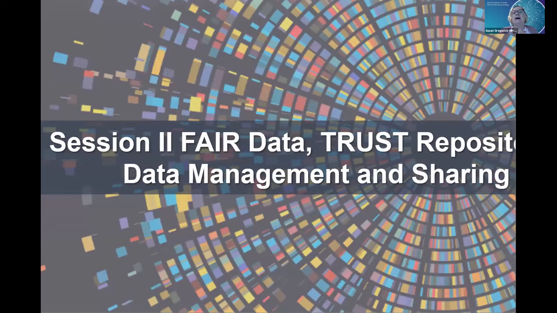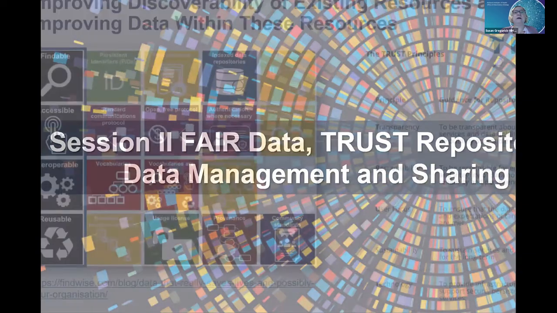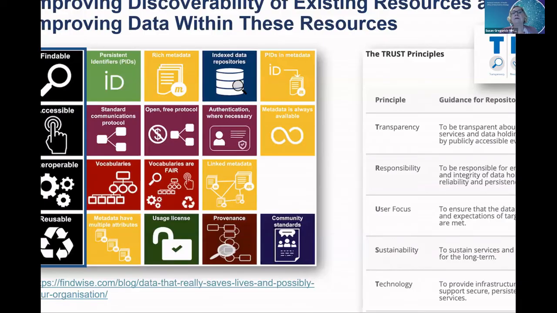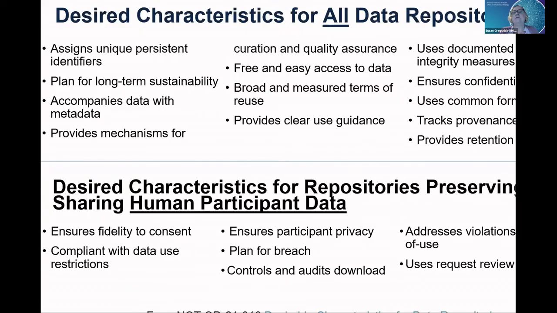You're going to hear from my colleague Ishwar Chandraramaswamy about our FAIR data and trust repositories, ways in which we can instantiate the FAIR principles, and also the trust principles: transparency, responsibility, user focus, sustainability, and technology. You'll hear a little bit about our characteristics for repositories. These are desired characteristics that we hope that we can support NIH funded resources to assign persistent unique identifiers, for example, accompanying data with metadata, all of the important characteristics for trust and FAIR repositories.